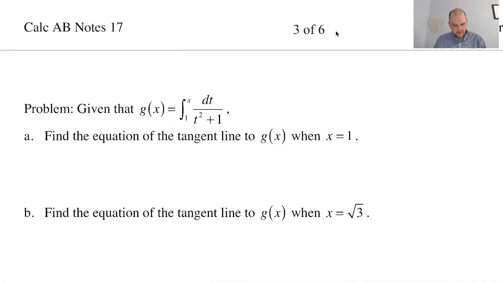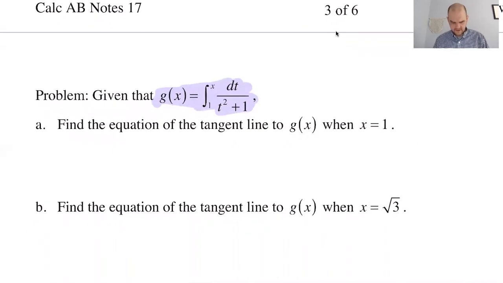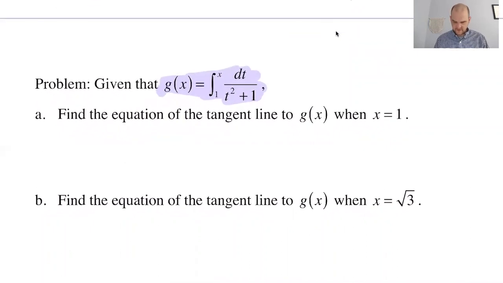So let's see. We want to find the equation of the tangent line to g of x when x equals 1 for the function. It's an accumulation function. G of x is this thing. This is a weird accumulation function because I'm pretty sure I can find the antiderivative of that. And do I need to? Maybe. All right, so to write the equation of a tangent line, I'm going to need to know a point that's on the curve, right? So we need to know g of 1.